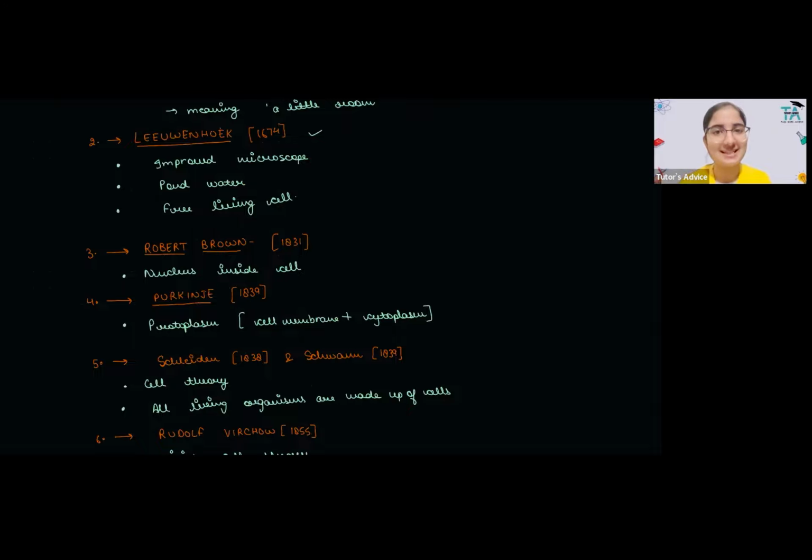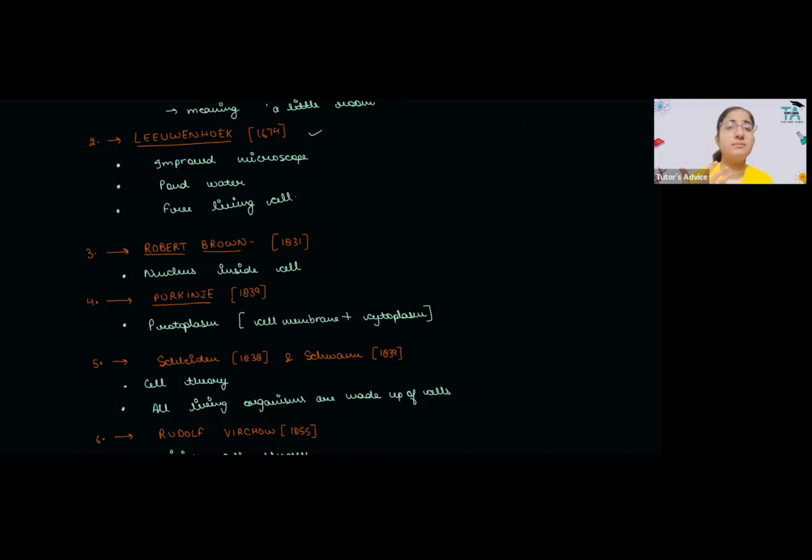He discovered the cell. Okay, and Robert Brown. In Brown, we have N. So N means nucleus. Robert Brown discovered the nucleus inside the cell. It is very, very important that you are able to differentiate between Robert Hooke and Robert Brown in the exams. Okay, so we have Robert Brown in 1831 who discovered the nucleus.